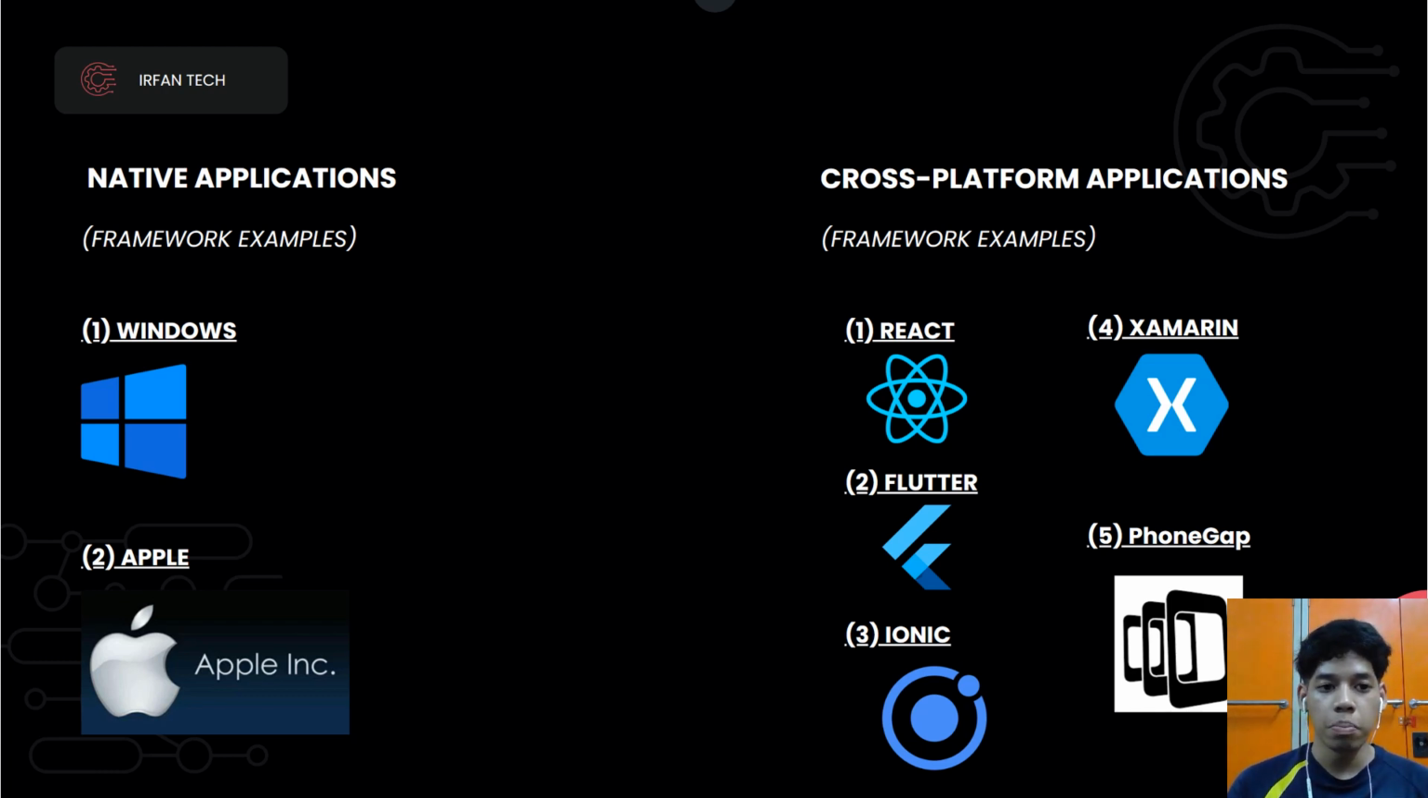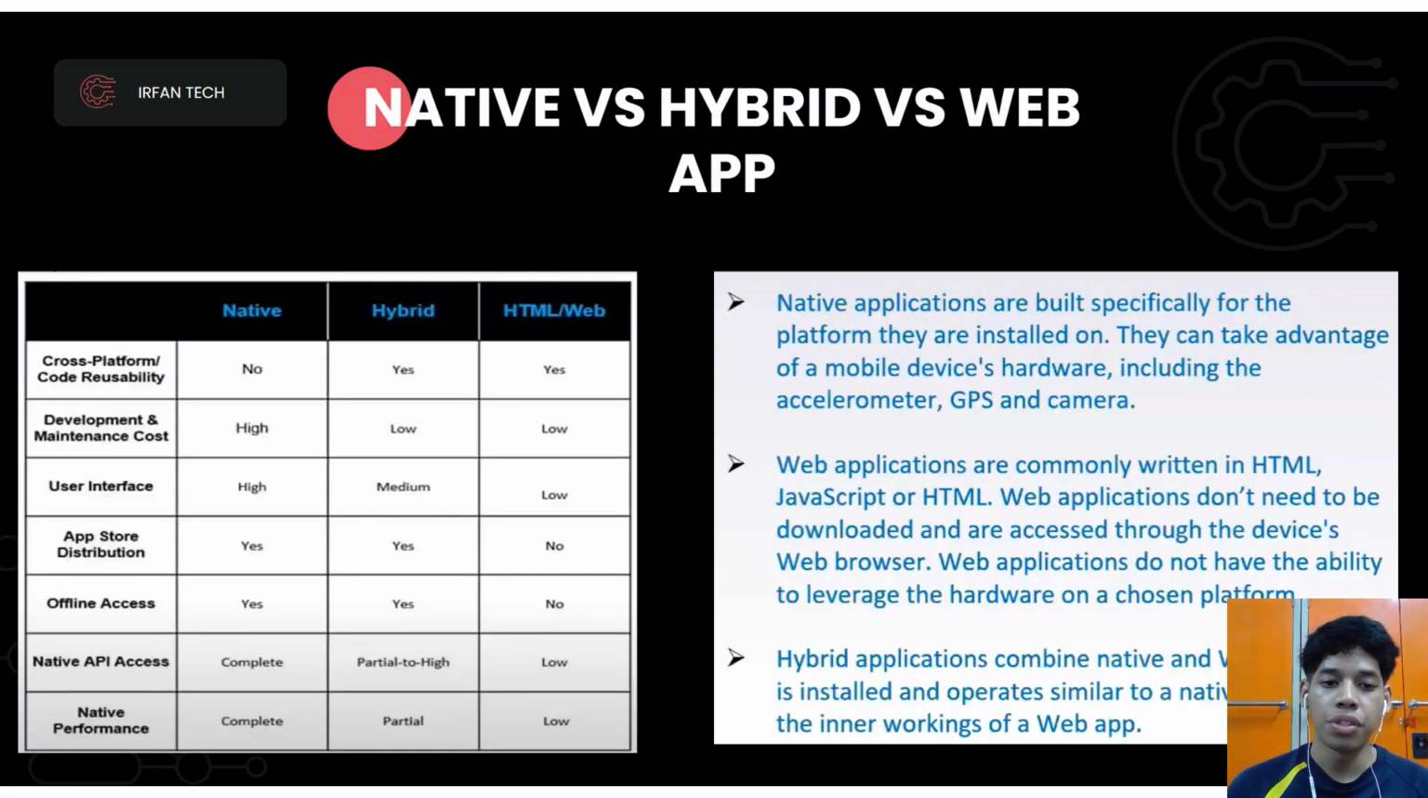So the framework examples for native applications is Windows and Apple. Cross-platform, we have React, Flutter, Ionic, Xamarin, and even PhoneGap. So these are the differences between native versus hybrid and versus web app. Okay, so as you can see in this, how do you say, the schedule, it shows that there are various types of information that shows native, hybrid, and web app differences. So as you all can see, I will be explaining to you guys.